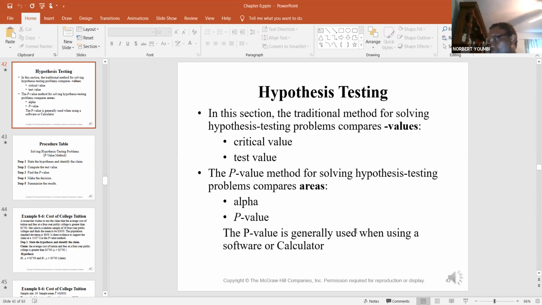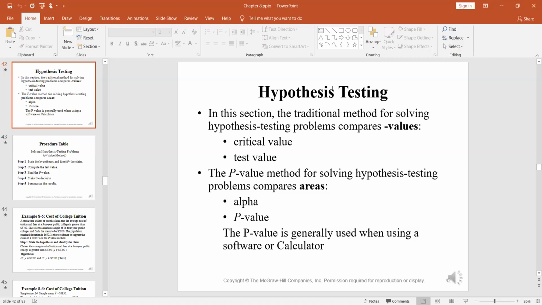So if you are using your TI-83, 84 calculator, in addition to the test value, you will see the p-value. For two-tailed tests, when you're comparing the p-value with the alpha, are you comparing the p-value with alpha times or divided by 2? No, if you have the p-value from your calculator, then it is the p-value.